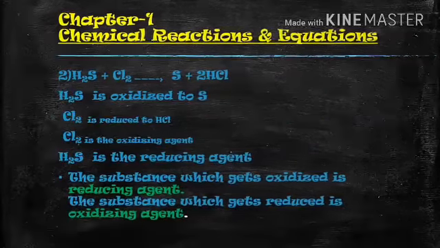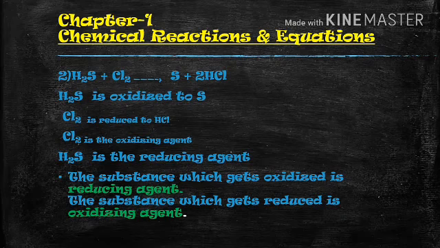Example number 2, we have the equation H2S, hydrogen sulfide, plus chlorine gives the product S plus 2HCl, meaning sulfur and hydrochloric acid. Here we clearly see that H2S is oxidized to S, S meaning sulfur, and chlorine is reduced to HCl, meaning chlorine is the oxidizing agent and H2S is the reducing agent. So now we can say that the substance which gets oxidized is the reducing agent and the substance which gets reduced is the oxidizing agent.